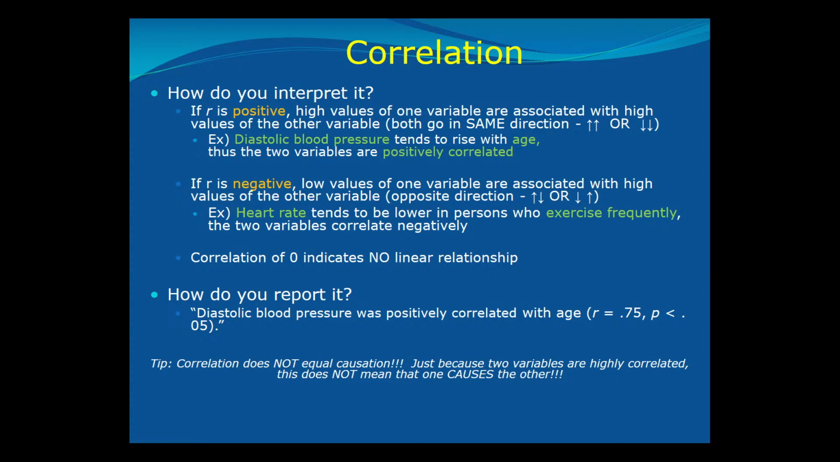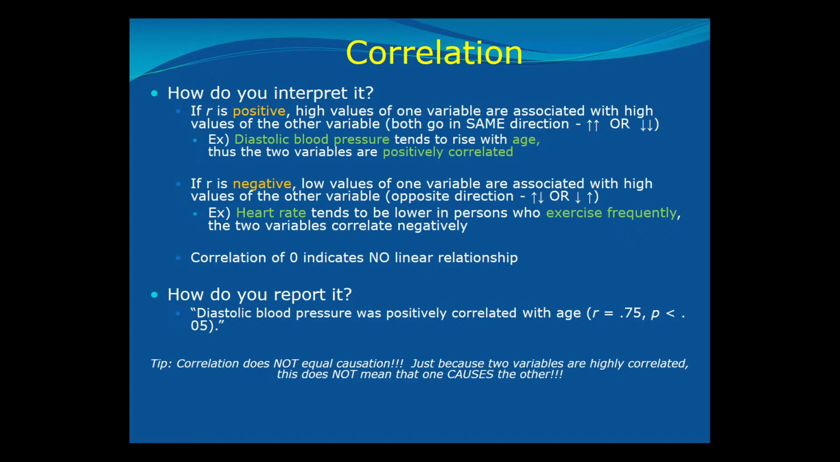How to interpret the correlation coefficient? If R is positive, high values of one variable are associated with high values of the other variable. Both go in the same direction. If one increases, the second also increases, or if one decreases, the second also decreases. An example of positive correlation is that diastolic blood pressure tends to rise with age. Thus, the two variables are positively correlated.